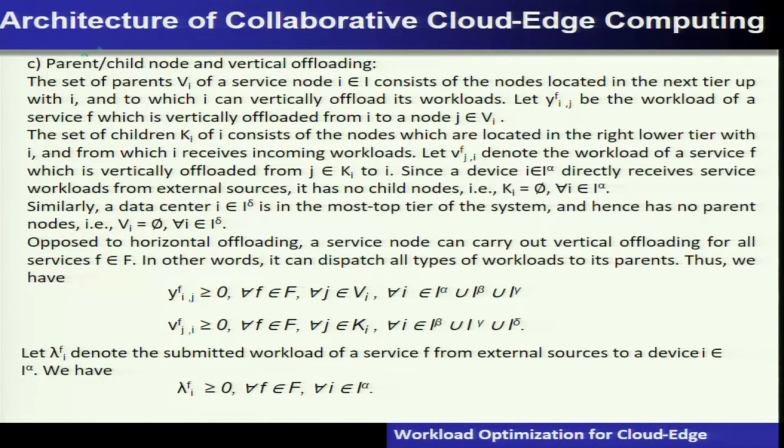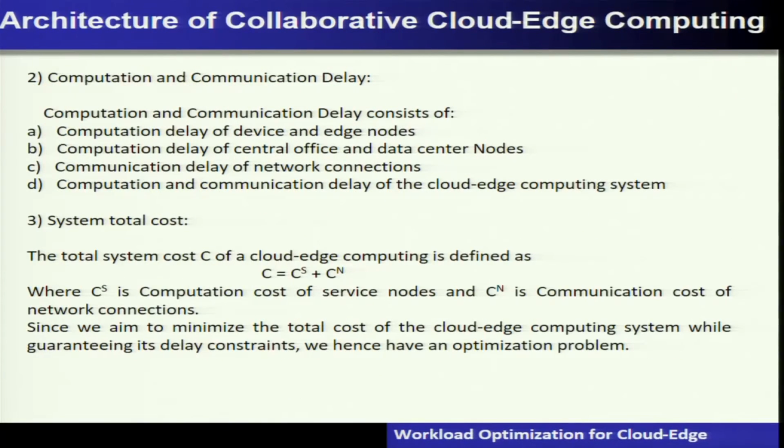Now, if there are parent and child nodes, that means the cloud and edge, where the cloud is the parent and the edge node is a child node, then there is a possibility of vertical offloading. So, the set of parent nodes of the service consists of the nodes located in the next tier up from I, where I can vertically offload its workloads. So, they are all represented here in this particular equation.